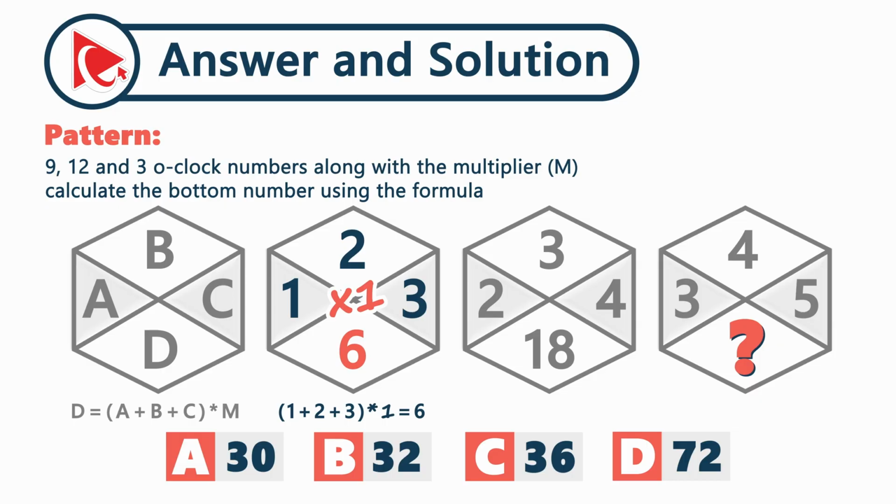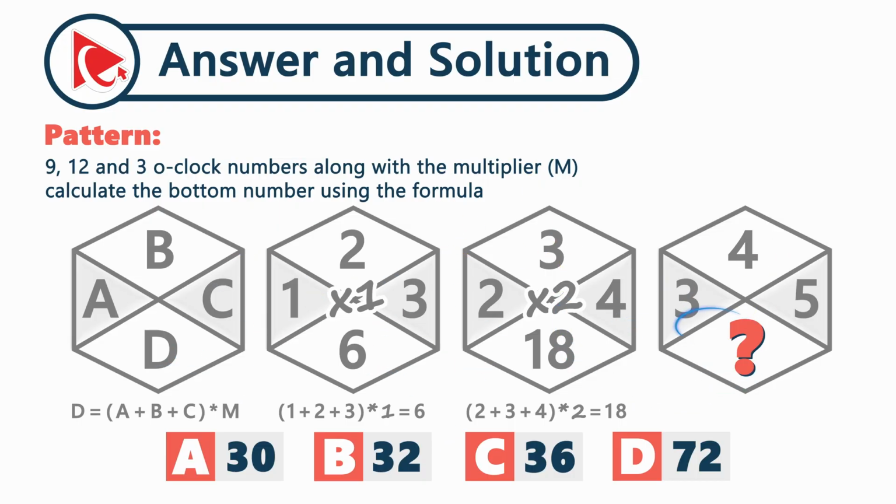You probably don't care about the multiplier in the first shape, right? It's just 1, it doesn't matter. But you would care in the second shape. 2 plus 3 plus 4 in parentheses multiplied by 2 does equal 18, which is the number in the bottom of the second shape. And you know what time it is, right?